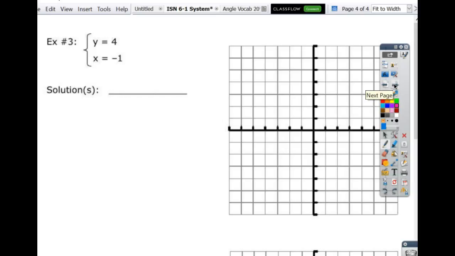All right. So this next example, y equals 4. So here's y equals 4. Y equals goes through the y-axis. So x equals negative 1 is going to go through the x-axis. And they cross right here.